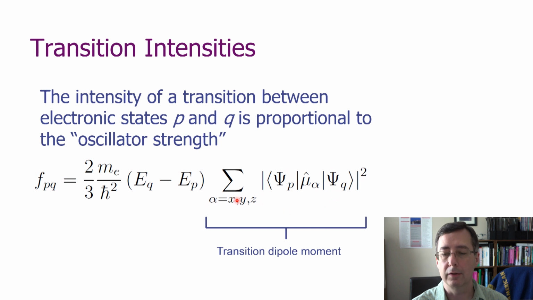It's a vector because it's a dipole moment, so it has x, y, and z components. And I just compute the matrix element of the dipole moment operator in between states P and Q, and take the absolute value squared of that, and that will give me the transition dipole moment. And so that lets me have the intensities, which are, of course, very valuable.